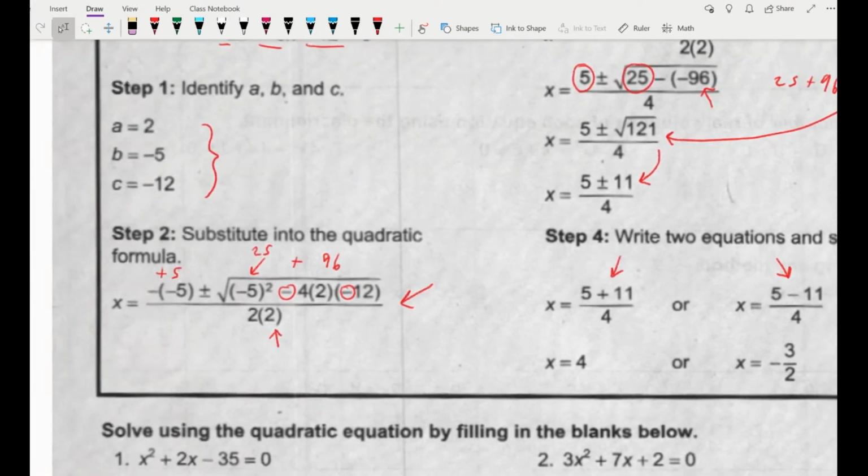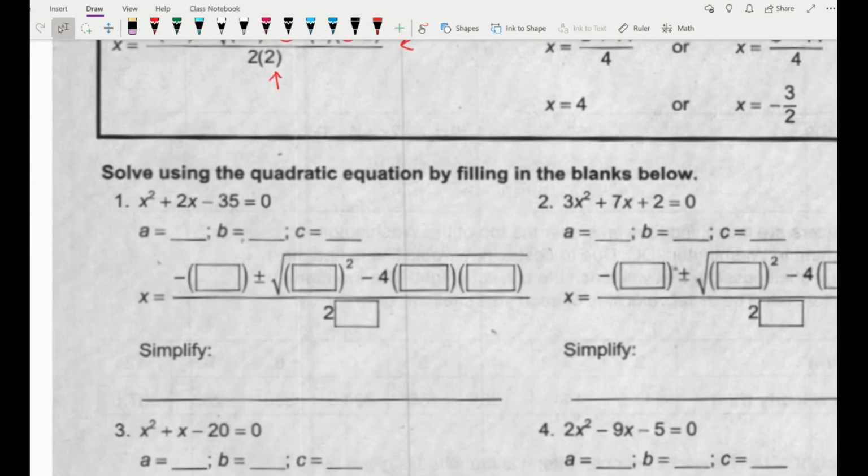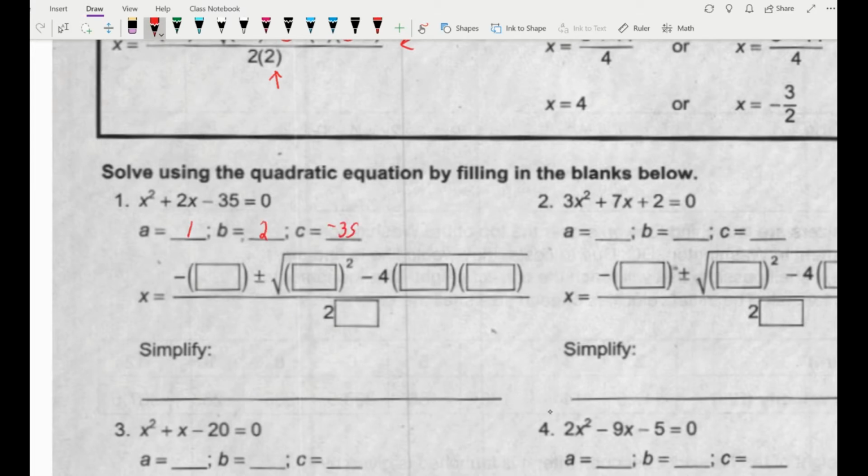Now let's look at the first homework problem. Number 1. X squared plus 2x minus 35 equals 0. We first identify the a, the b, and the c value. A is 1, b is 2, c is negative 35. So we plug in the values here. It's a minus b for the quadratic formula, so it's minus 2 plus or minus the square root of b squared minus 4ac, 1 times a negative 35, all over 2a, and a is 1.